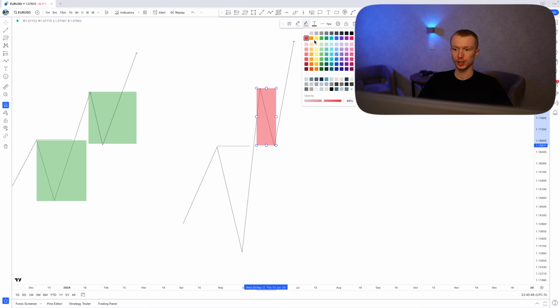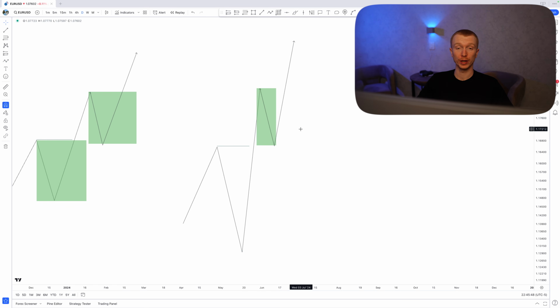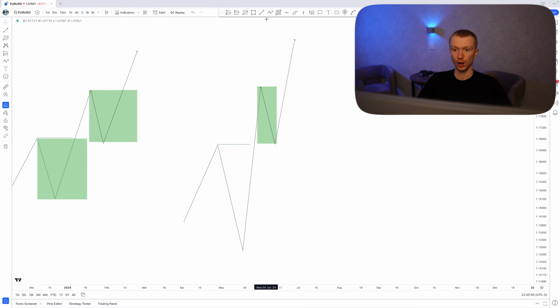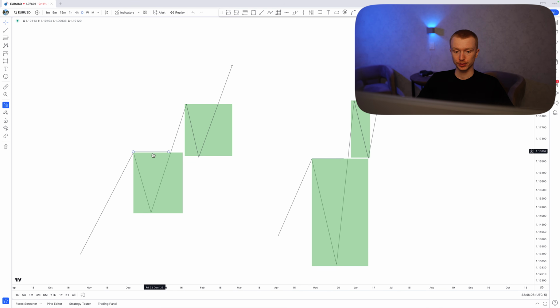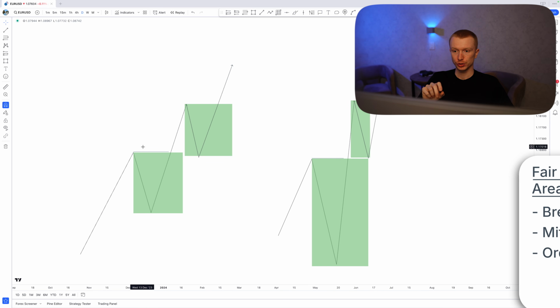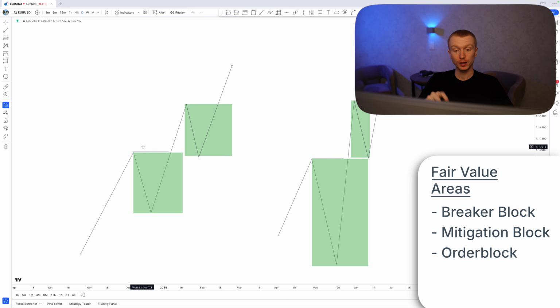And this will turn into a green box, because that is where we have now offered fair value as well, off of the previous fair value area that we saw there as well. Now, this second example on the right side right there, you may know as a breaker block. And on the left side, this is also known as a mitigation block or an order block. So a mitigation block, an order block, and a breaker block are fair value areas.